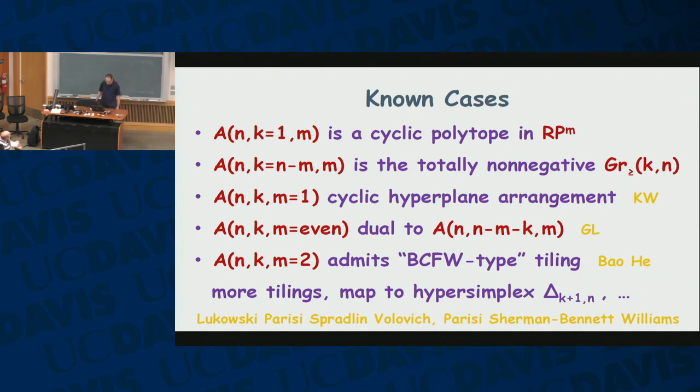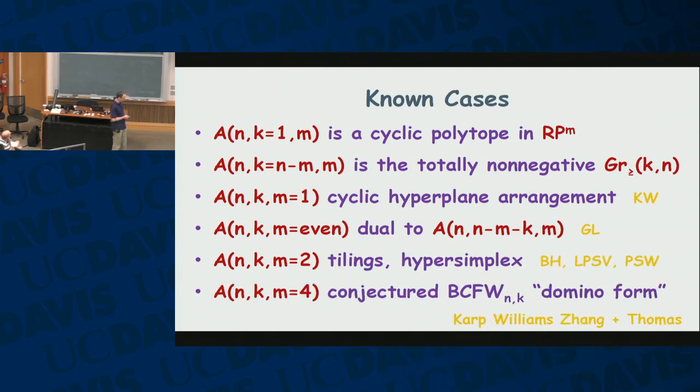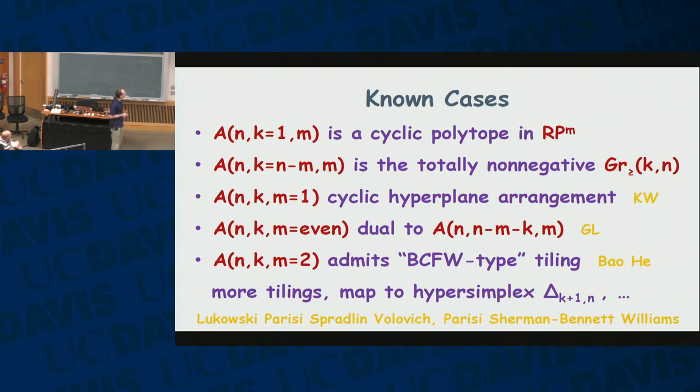The case of m equals 2 was much studied because it's a kind of toy case for m equals 4, which is what physicists are interested in. Bao and He showed that there is a BCFW-like tiling for this amplituhedron, and then these people showed there are even more tilings, and that there is a correspondence between these tilings and the triangulations of a polytope called the hypersimplex, and they showed even much more. This was a paper in the previous FPSAC by Matteo Parisi, Melissa Sherman-Bennett, and Lauren Williams.